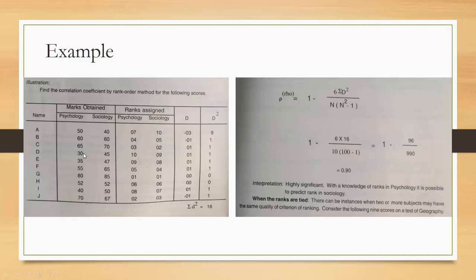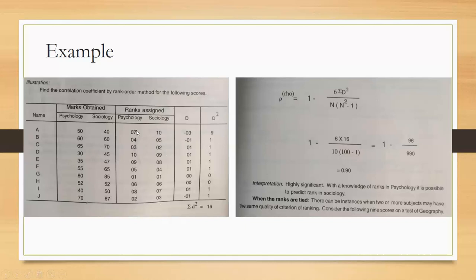Like this, the least number I'm going to get is 35, which is ranked as 10. I'm going to rank both the marks obtained in psychology and sociology from the highest to the lowest in this order. Ranking becomes easy because 80 is the biggest number here and 30 is the smallest. Once I have done the ranking, it is very simple. I just need to subtract these two values. 7 minus 10, I get minus 3. 4 minus 5, I get minus 1. 3 minus 2, I get 1.